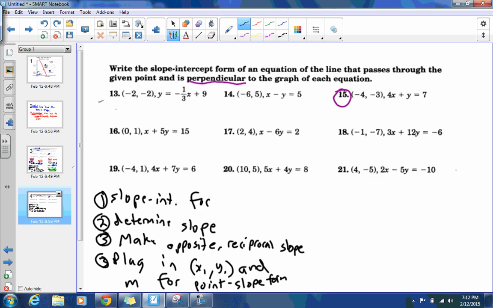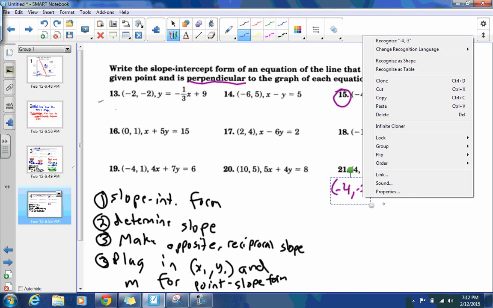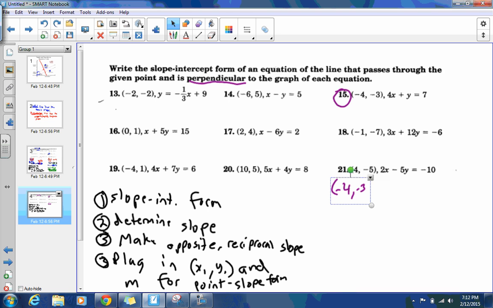So if you're looking at number 15, we're going to use the same steps, only we're going to use a different equation. So we have -4, -3 as our point that we're given, that we want to go through. We're also given the equation 4x plus y equals 7, which is very similar to the last one.